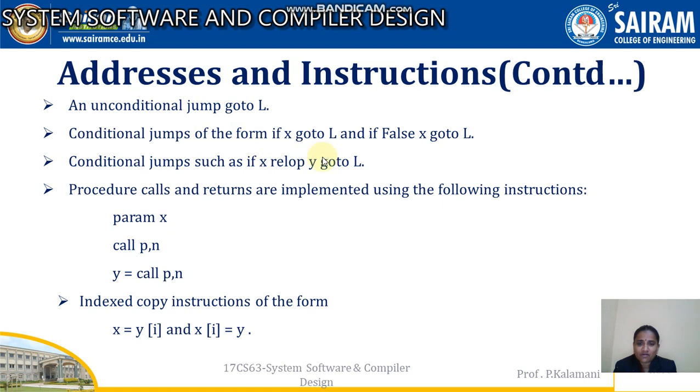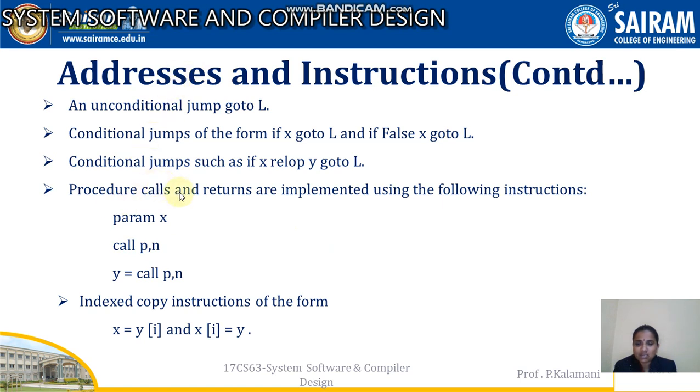Conditional jumps of the form: if the condition is true, go to L, else if the condition is false, it will go to some other place. Then conditional jumps with relational operators will use if x relop y, go to L. Suppose, for example, if x greater than 10, go to L. That is a conditional jump with relational operators.